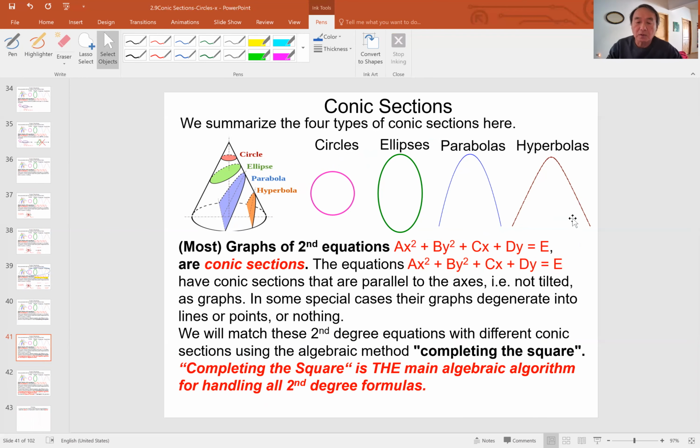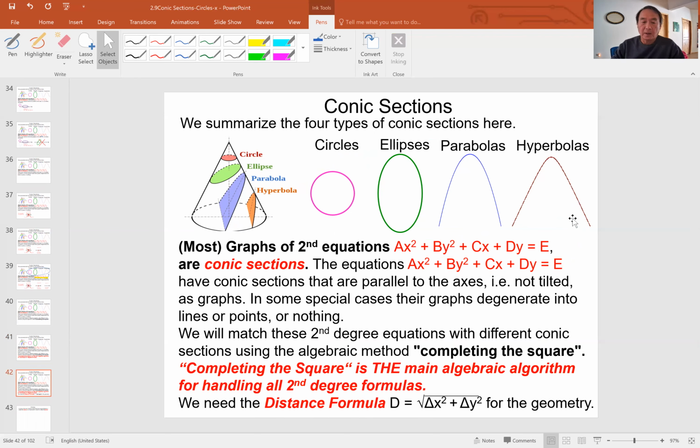Okay, so we're going to learn the completing the square trick from the algebra part. Okay. And we also need the distance formula from the geometry. Notice the distance formula has something to do with squaring.